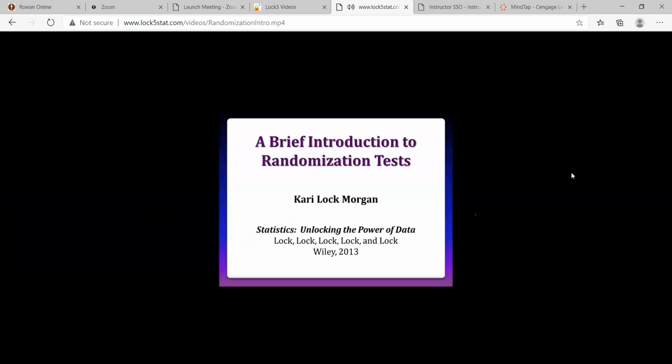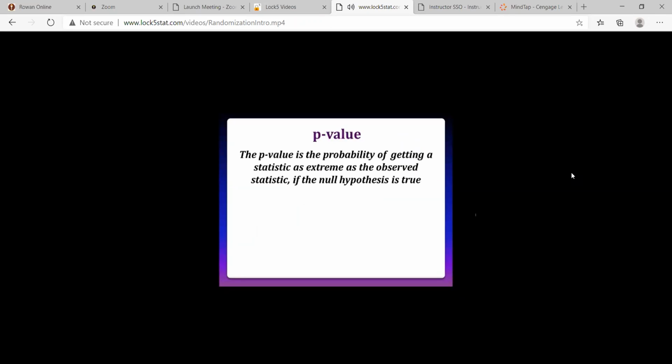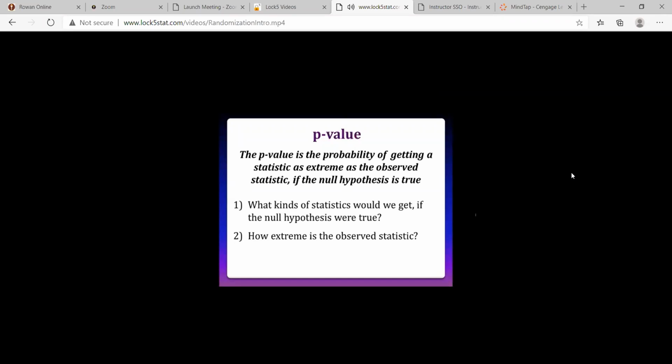Hi, I'm Carrie Lock Morgan, and I'm going to go through a brief introduction to randomization tests. So the motivation for a randomization test stems from the definition of a p-value, the probability of getting a statistic as extreme as the observed statistic if the null hypothesis is true. So let's break this down into two parts. So we first want to know what kinds of statistics would we get if the null hypothesis were true? And then secondly, once we have step one completed, how extreme is the observed statistic? So this is really the foundation for a randomization test.